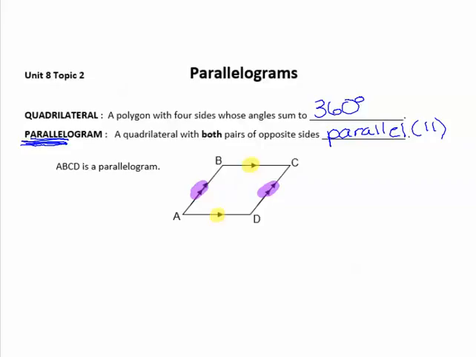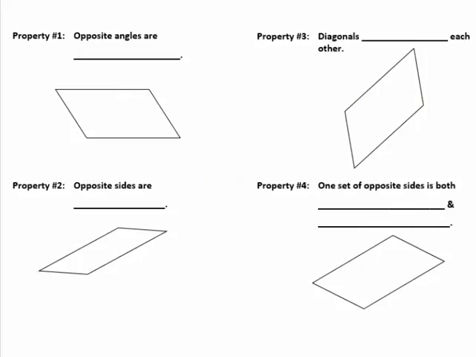So what mathematicians do is we look at this parallelogram and we say, well, what happens to this shape when the sides become parallel? So what happens is we get four properties. Now the first property is that my opposite angles are congruent. And that means that this angle would be congruent to this angle, and this angle would be congruent to this one. So when I see a picture and it looks like this, that's telling me that my opposite angles are congruent.